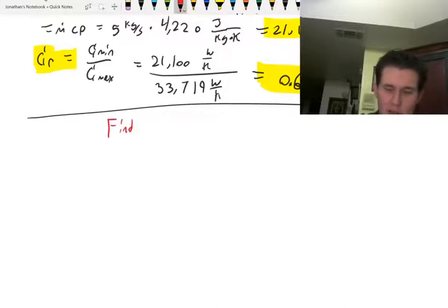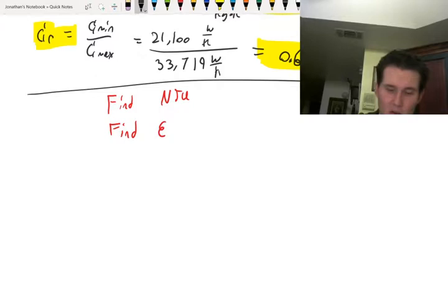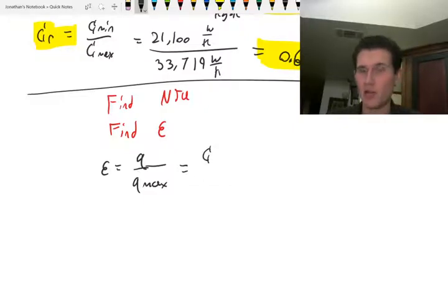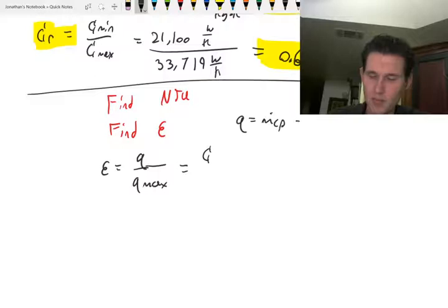So we want to find the NTUs, and first we have to find the efficiency. So let's start with that efficiency. What's our efficiency equal to? It's equal to the energy coming in over the maximum energy potential. So what do we have here? What do we know for Q? Well, it's going to be a C, which is our m dot, our mass flow rate, times our Cp value, which we know from earlier in our walk with heat transfer, times the delta temperature.